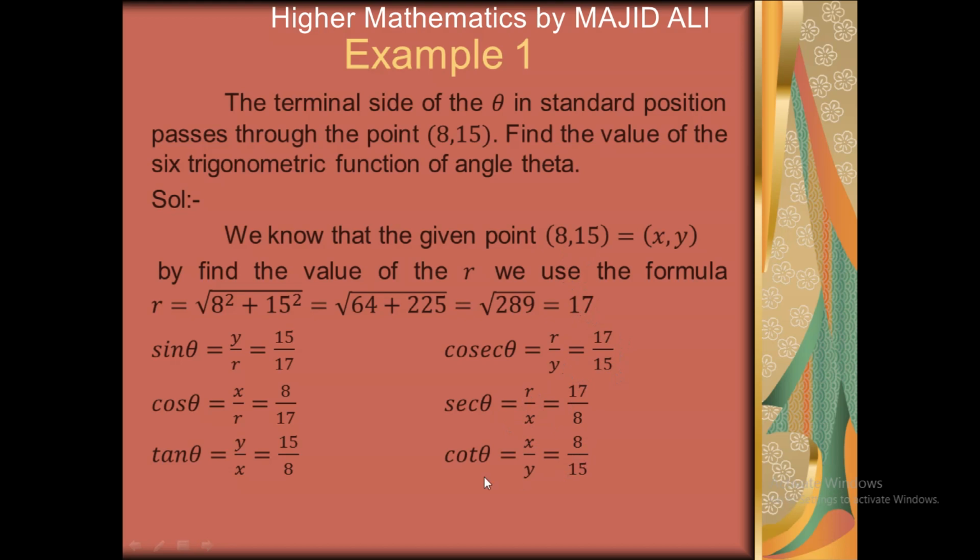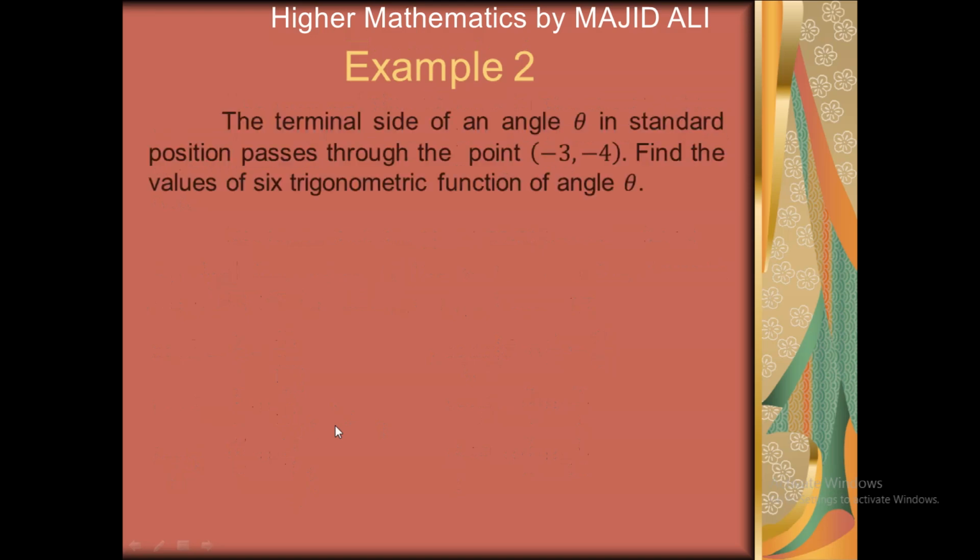17 over 8. Cot theta, and we can also determine these values by reversing these values, as you are seeing. This is the value 15 over 17 and this is 17 over 15. This is 8 over 17 and this is 17 over 8. This is 15 over 8 and this is 8 over 15. If you determine these three values, sine, cosine and tangent, then we can also determine these three values by taking the reciprocals of these three values. Here is example 2.